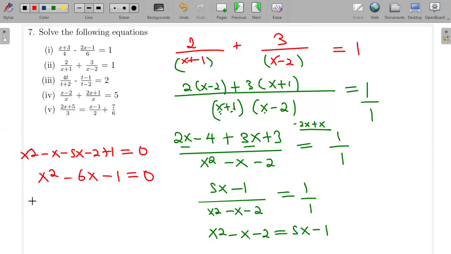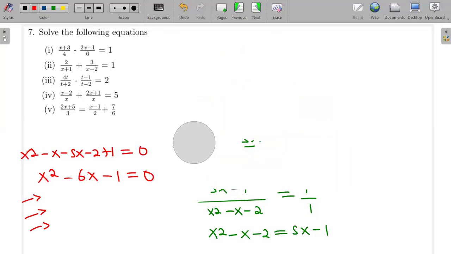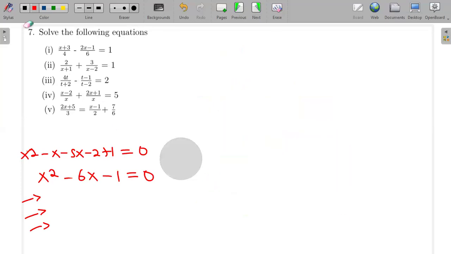Okay, so there are several ways of solving a quadratic equation. We learned the factor method, the formula method, and completing the square. So we're just going to pick whatever method you are comfortable with. But here the factor method won't work because we can't find any two factors that will give us a product of minus 1 and a sum of minus 6. So it's better here we just use the quadratic formula.